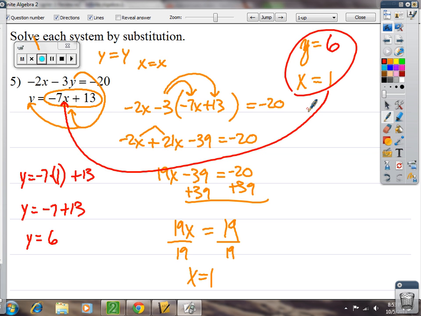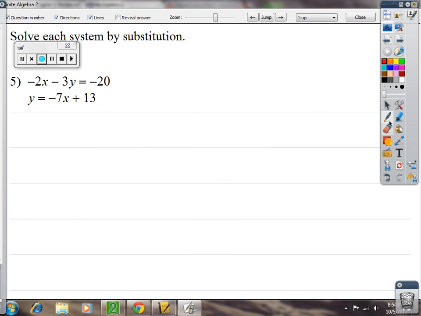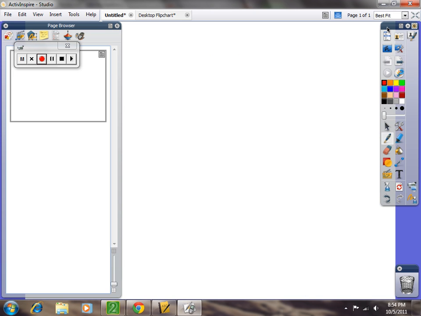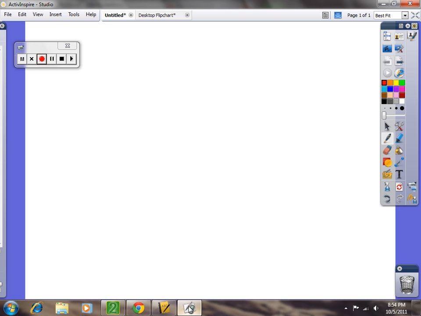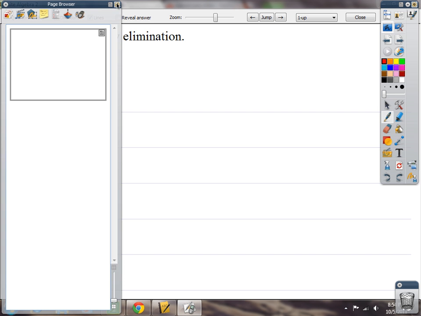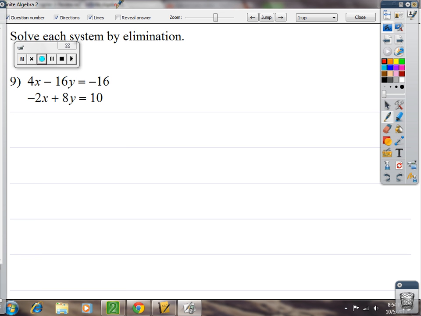Alright, let's do an elimination one. So I've got to go here. Let's look at 9. 9's probably going to be the hardest one. So if we go to problem number 9, elimination is a little bit different. With elimination, you're going to add the equations vertically. They're all stacked up on top of each other, and I'm going to add them vertically and try to eliminate either my x's or my y's.